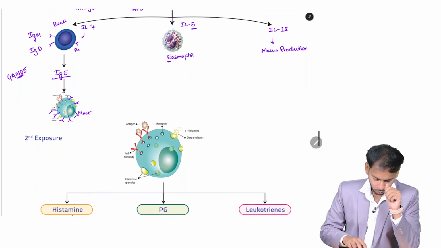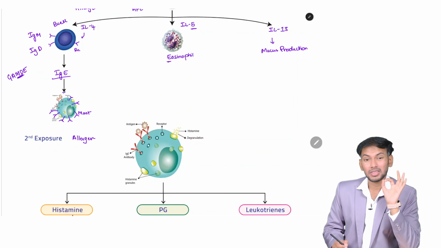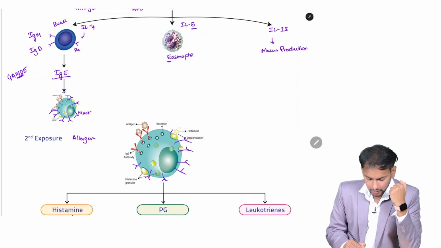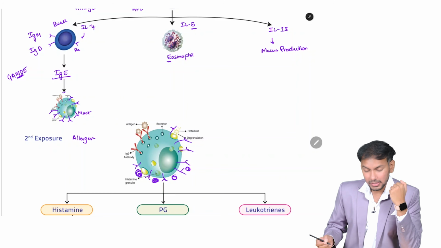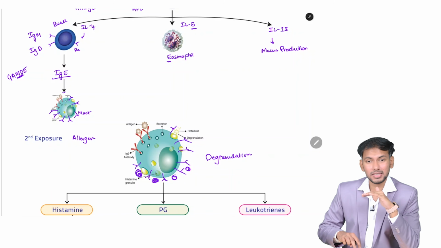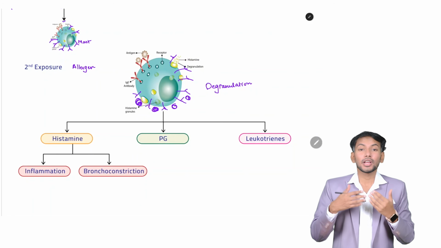Now, in the second exposure, when this same allergen comes, the mast cell is already sensitized. That means it already has IgE antibodies on top of the mast cell. Now, what will this allergen do? This allergen will sit in between these antibodies and it will cause degranulation of the mast cell. Once the mast cell is degranulated, it is going to release histamines, prostaglandins and leukotrienes.